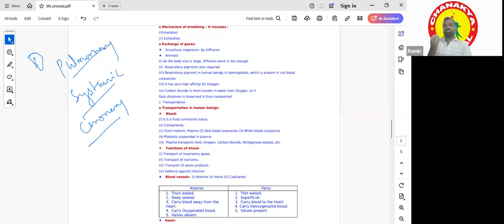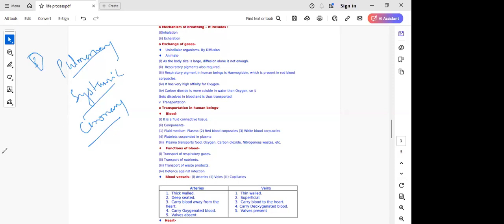We have three types. What is pulmonary circulation? If the blood is moving from heart to lungs, that is called pulmonary circulation. Systemic circulation means heart to the various parts of the body. Coronary circulation means the circulation which takes place inside the heart alone. Note it down: pulmonary, systemic, and coronary. Noted, ma'am? Yes, sir.